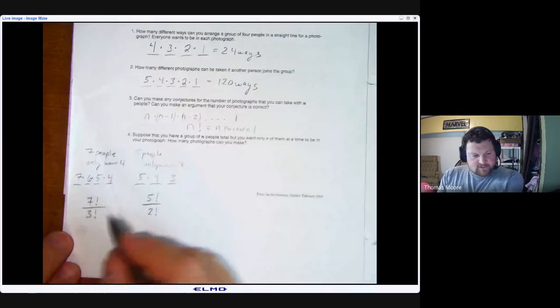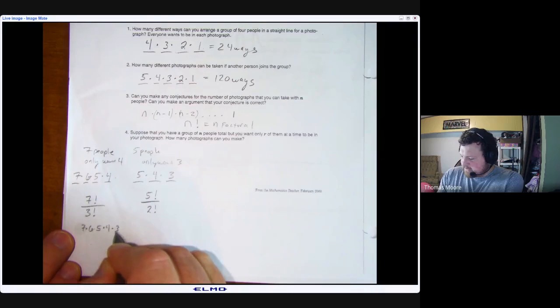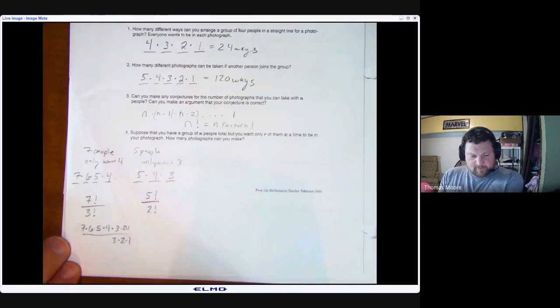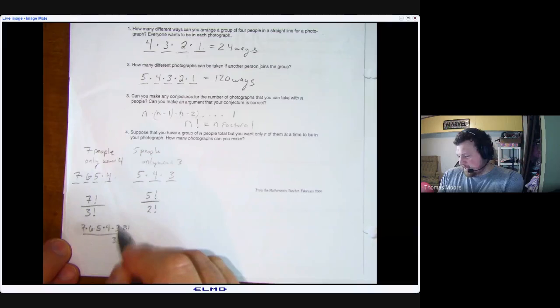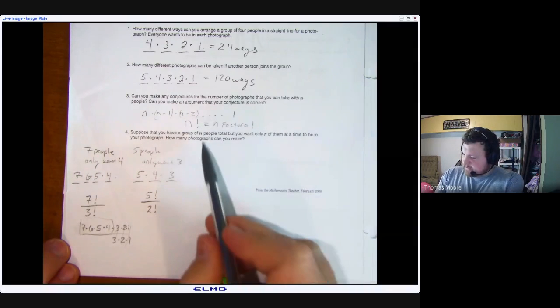So if you're struggling to see how that works, we need 7 times 6 times 5 times 4 times 3 times 2 times 1 would be all of them, but I just need it to be the 7, 6, 5, 4. So that means I need to get rid of the 3, the 2, and the 1. So if I divide by that 3 factorial, it would cancel those out, and I'd just be left with what's left.